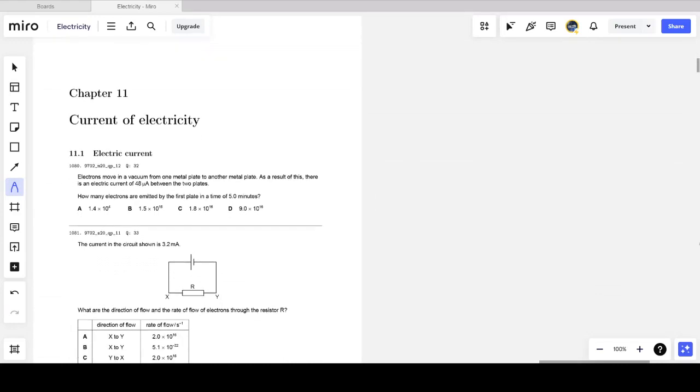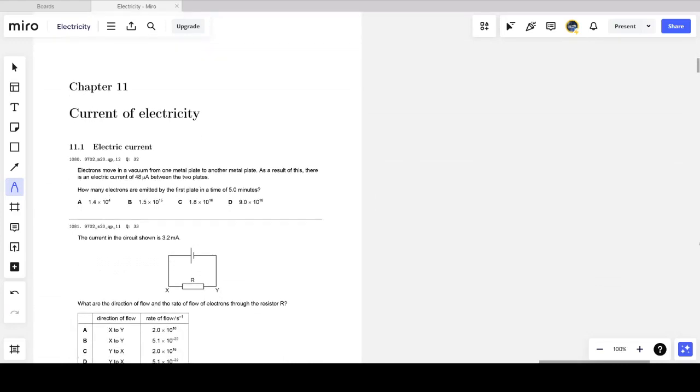The first question here is 1080. It's from the March 2020 exam. Again, 9702 is the subject code for CAIE A-Level Physics. It's from question paper 1, variant 2, and it's question 32 from that paper.